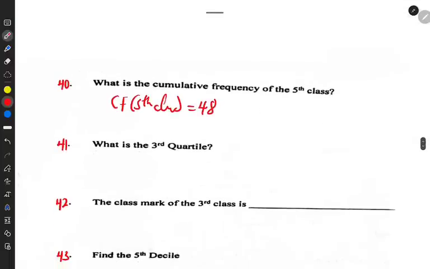Then 41. What is the third quartile? So third quartile means that we have 3 over 4 as the third quartile. So let's see how we go with that.